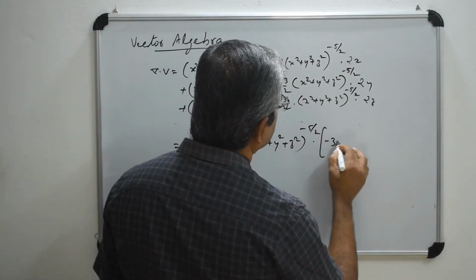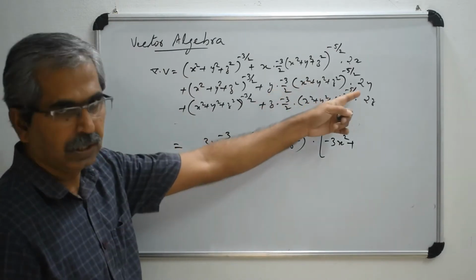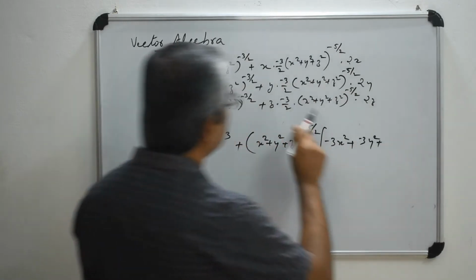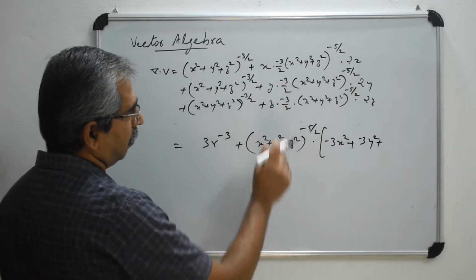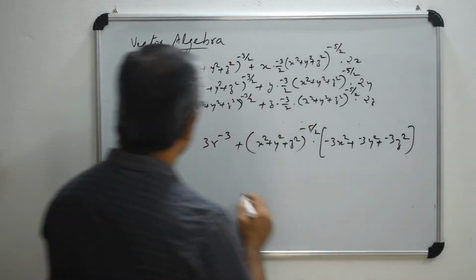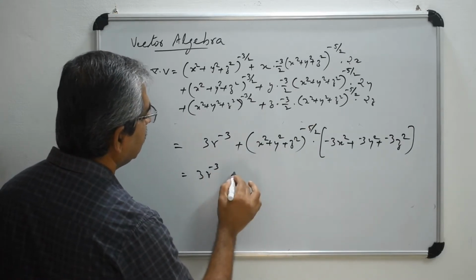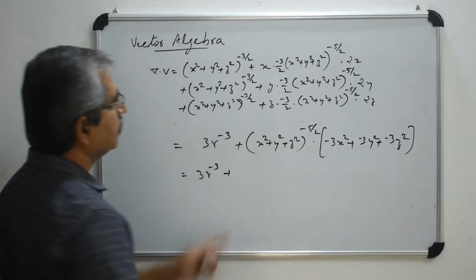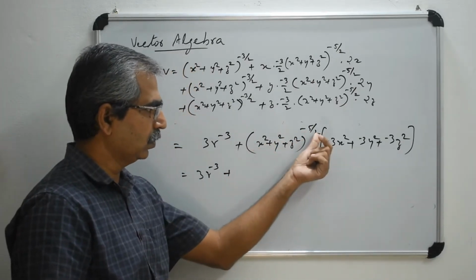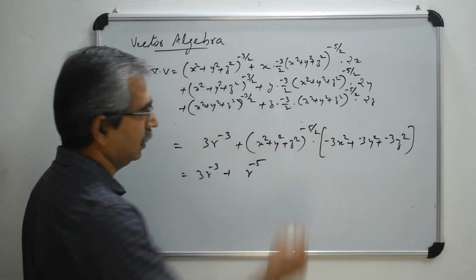Then what is remaining, since 2 cancels, is minus 3x square, plus what about the second one? Minus 3y square, and the last one we have minus 3z square. Again this is equal to 3r raised to minus 3, then plus r raised to, this square raised to half is r. So this is r raised to minus 5, isn't it?